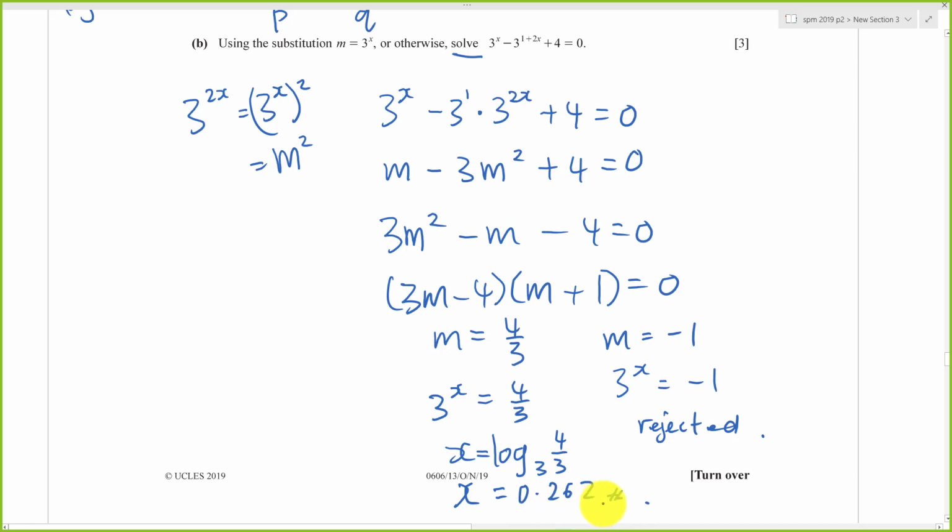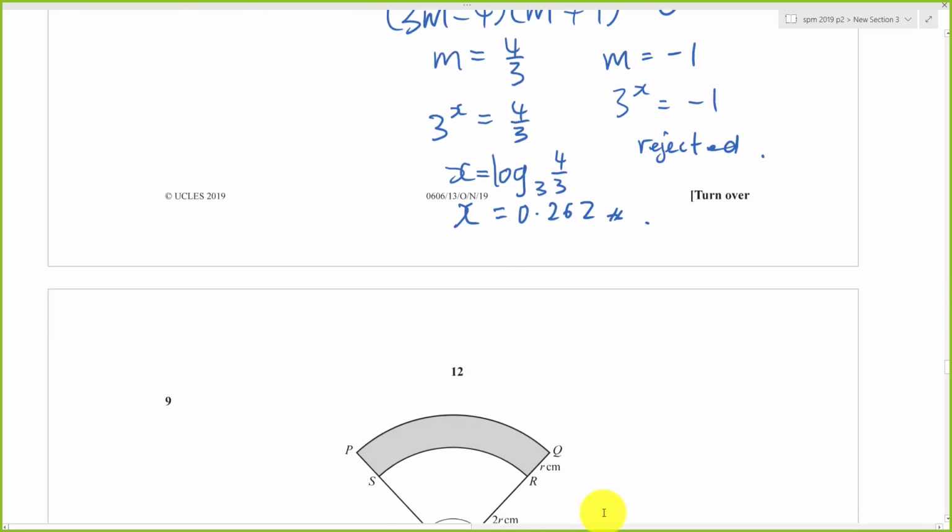Alright, when I do this, I always want to check if the question asks about the exact value or not. If the question asks about the exact value, then I need to leave it in the exact form. In this case, no, the question doesn't say that.